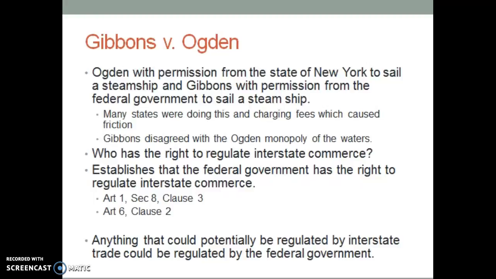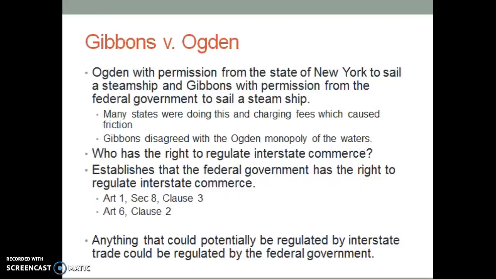New York can't grant a monopoly to Ogden, and so this establishes the right of the federal government to regulate interstate commerce, because they're saying, no, New York, you can't monopolize these waters. Our permits are supreme, and so Gibbons also has the right to be in these waters. They're not granting a monopoly to Gibbons. They're just saying that both people can operate there.